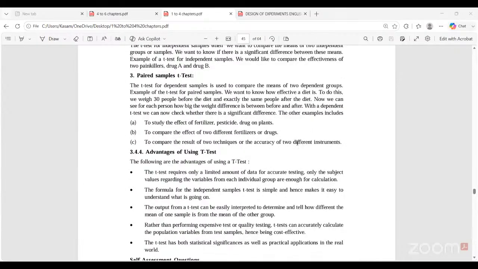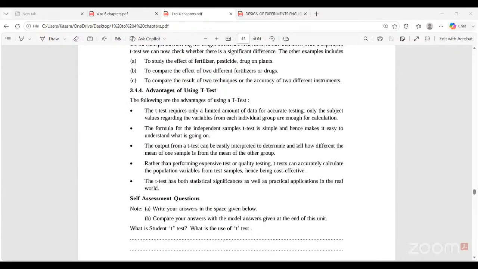What are the advantages? The t-test requires only a limited amount of data for accuracy testing. Only the subject values recording the variables from each individual group are enough for calculation. The formula for independent samples is simple, which makes it easy to understand what is going on. The output from a t-test can be easily interpreted. It determines how different the sample mean is from the mean of the group. Rather than performing an expensive test, the t-test is cost effective.